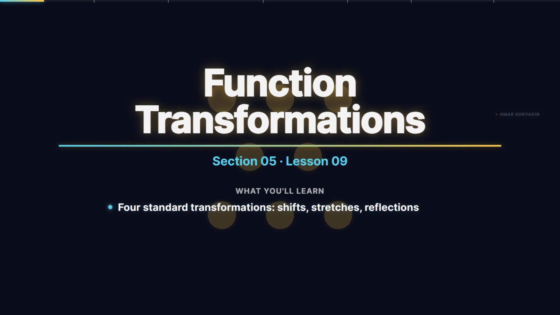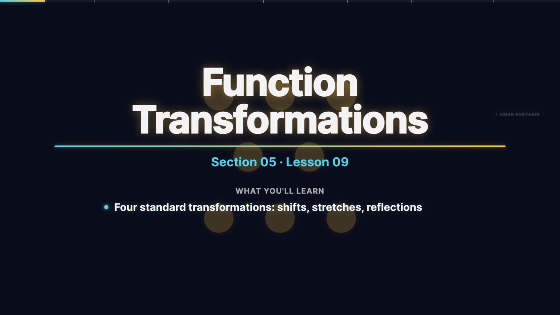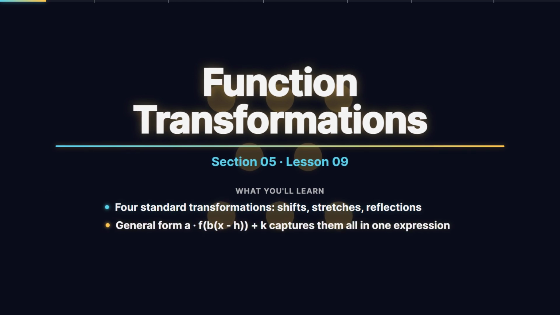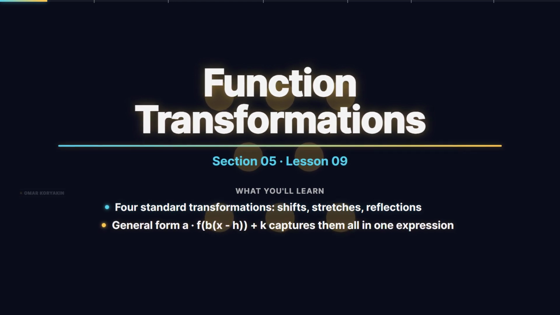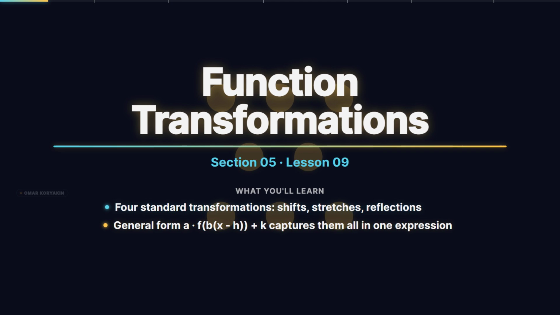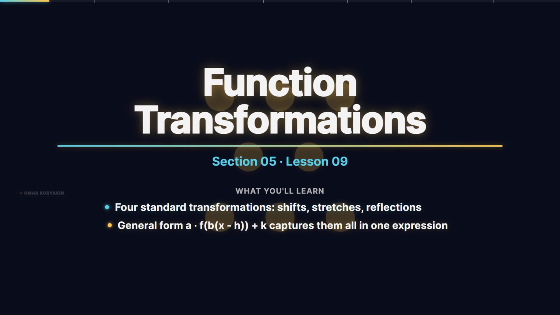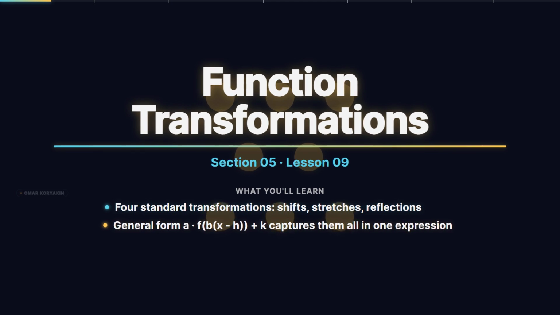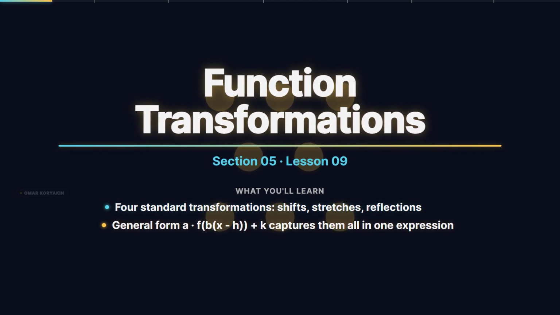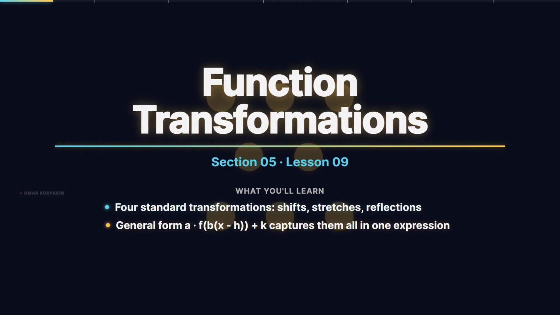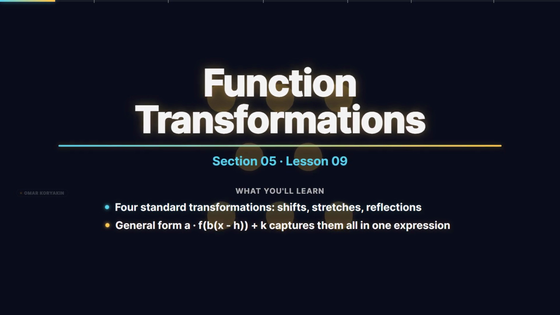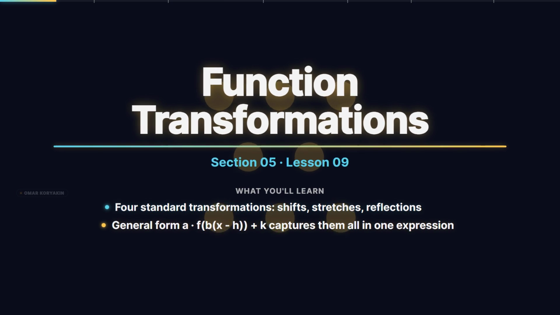Each transformation produces a new function whose graph is a systematic modification of the parent graph. The transformations can be combined to produce any rigid motion or scaling of the parent graph in the plane. The general transformation form combines all 4 moves into a single expression. g of x equals a times f of the quantity b times the quantity x minus h, plus k.